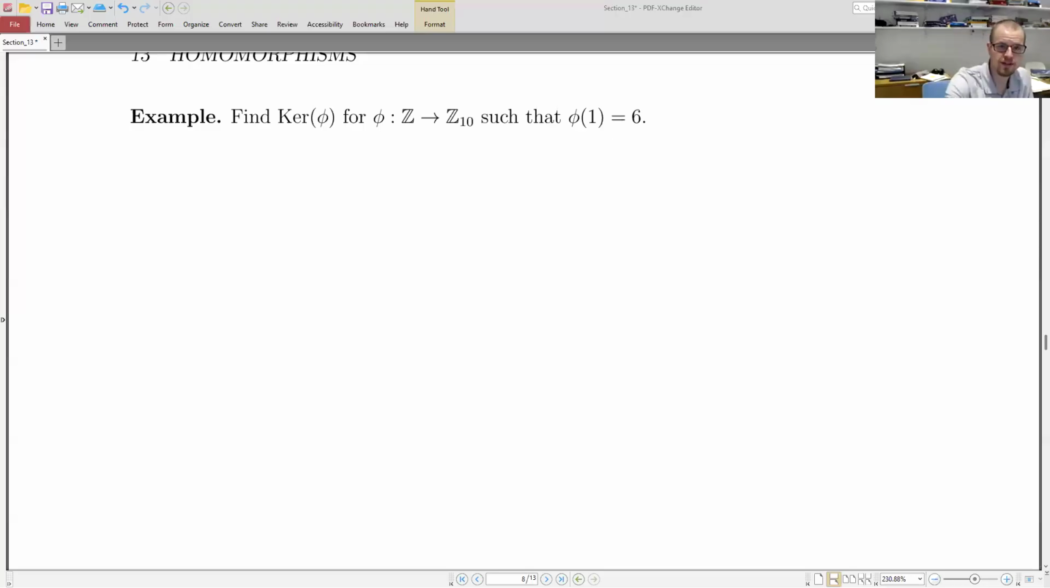Welcome to the office. We want to take a look at a couple of examples where we compute the kernel of some homomorphisms. The first homomorphism that we want to consider is the mapping phi from the integers to Z10, where phi of 1 is 6. All right, so in this example, we want to remember a couple of things.